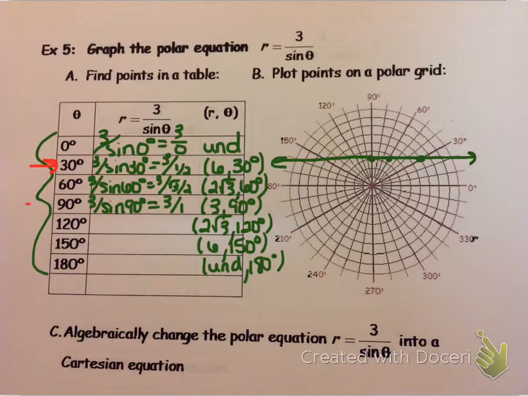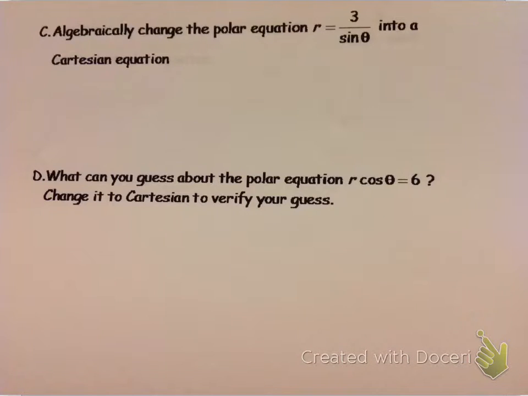So you would try the 30 and the 90, because sine is pretty when you're doing sine of 30 degrees and sine of 90 degrees. So that way you would avoid doing all of these undefines and the decimals. Okay? So now we can convert this into Cartesian to confirm that we should have had a horizontal line.